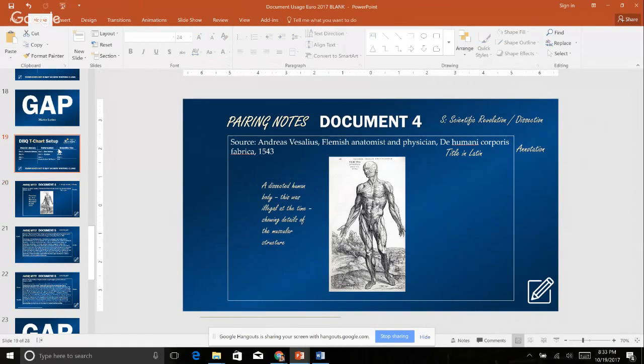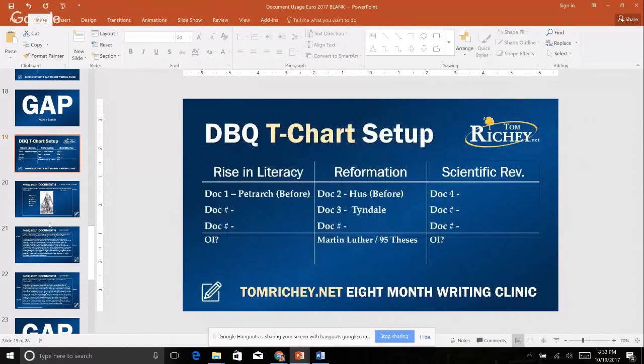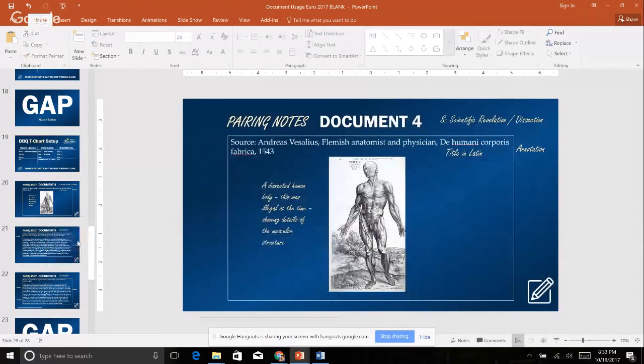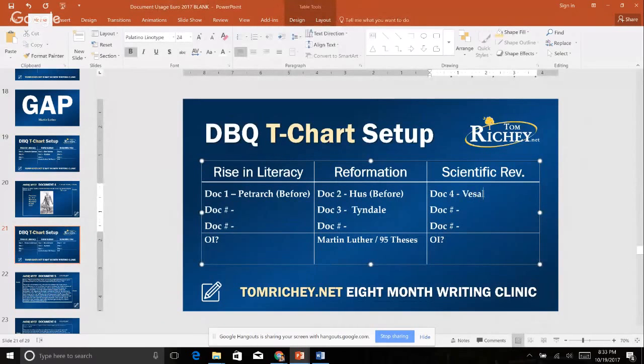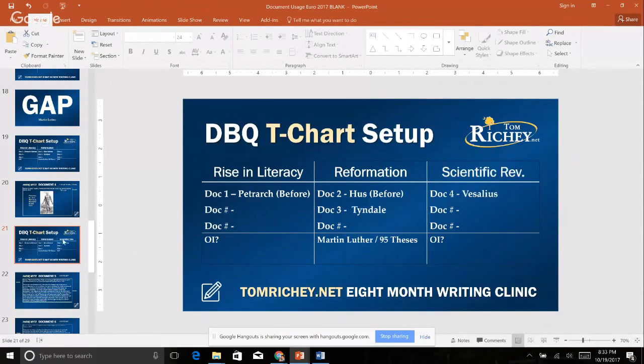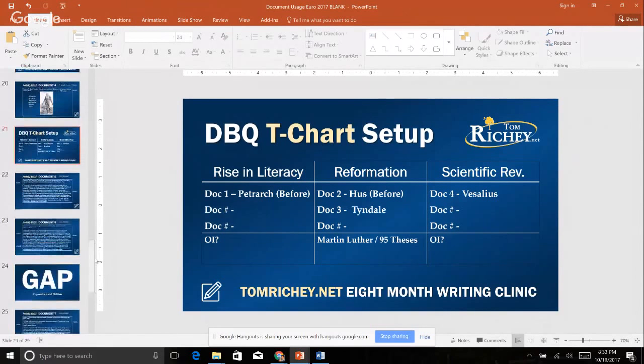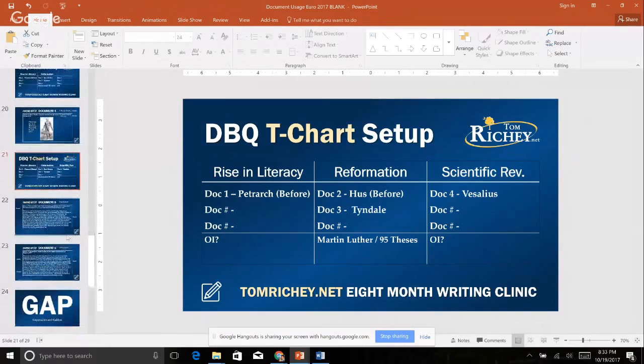So now we've got some things here. So we've got that T chart set up there. I keep forgetting to make new things here, but that's okay. So we've got Vesalius there that we're going to use for that. Okay, so we've got Vesalius that we use for this one. All right, and so now we've got 3 categories. Now we might have to edit them, but as I go, I'm going to continue to do that.